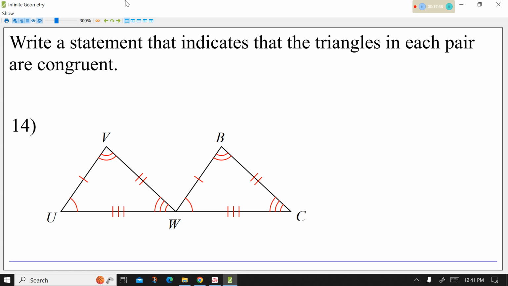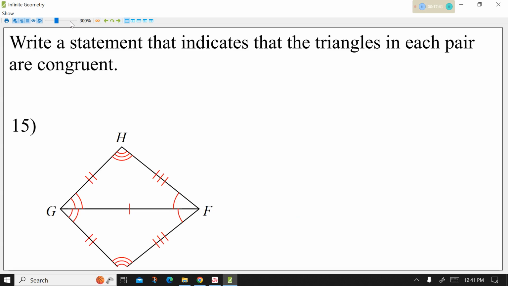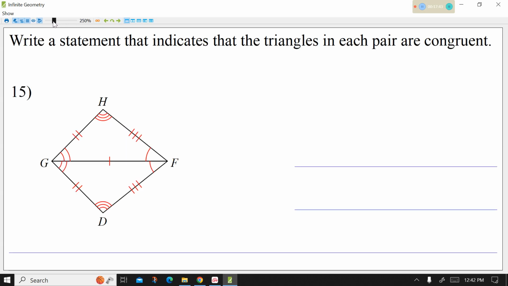The next thing is going to be a problem about, this one you guys should try on your own right now. So pause it, try to write the statement again, match up your letters correctly. Okay, I'm going to reveal the answer, so please make sure you have something done. And the answer is triangle FGH and triangle FGD.